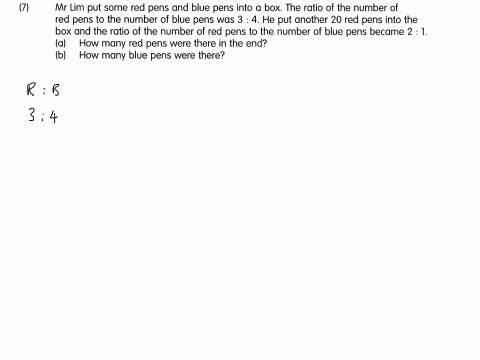Okay, so we know red pens to blue pens is 3:4. He put another 20 red pens into a box, and the ratio became 2:1. So we know this is the before, and our after ratio for red is to blue became 2:1, right?